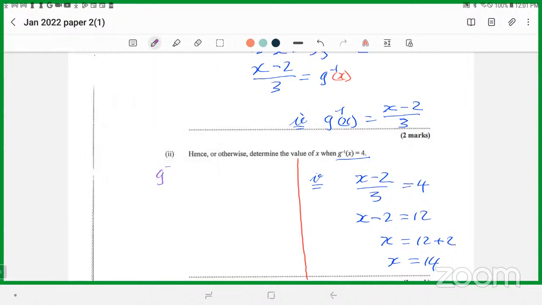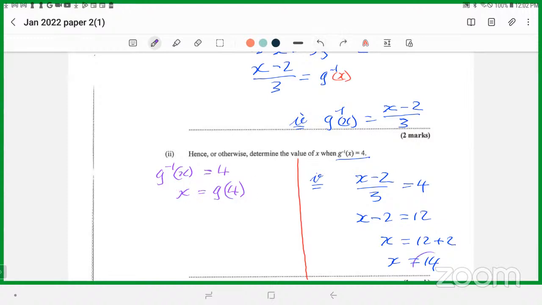If g to the minus 1 of x equals 4, it means that g to the minus 1 maps x onto 4. Therefore x is equal to g of 4. That's how the inverse works. If g to the minus 1 goes from x to 4, then g is going to take you from 4 back to x. So the x value that I want is actually equal to g of 4.